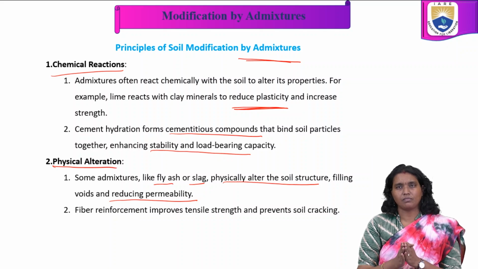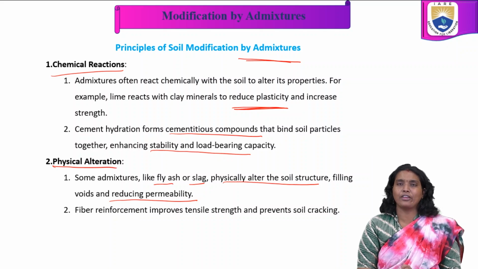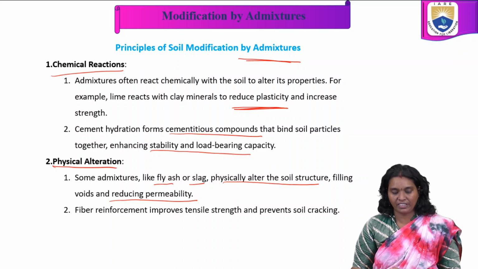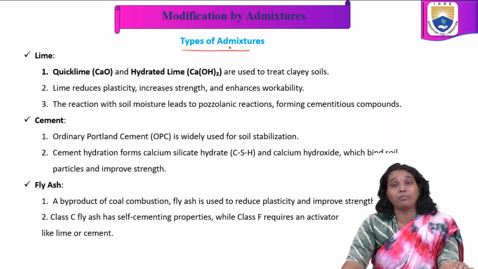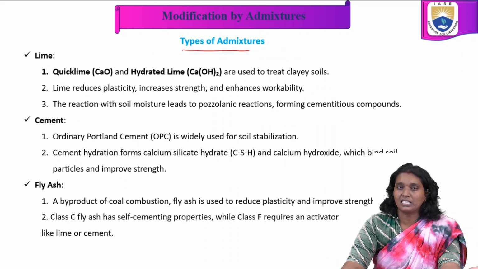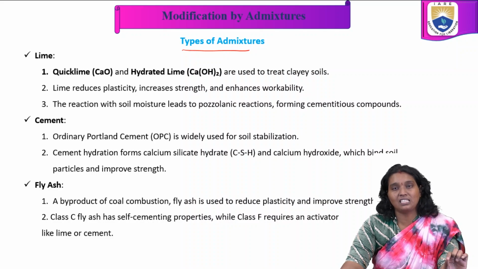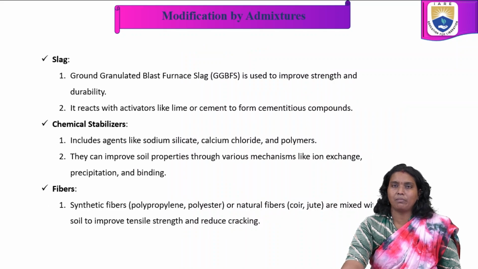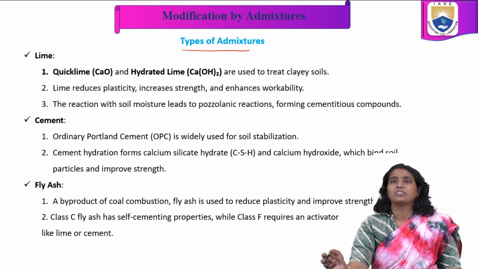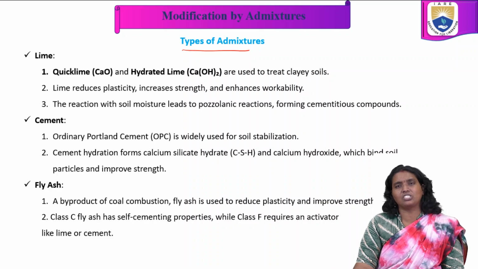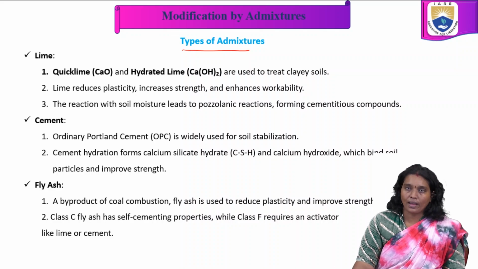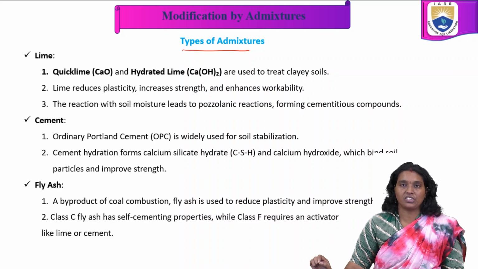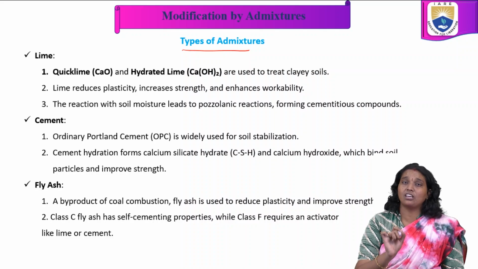Based on these principles, we are going to modify the soil by using the various admixtures. The one is chemical reactions and the next one is physical alteration. Coming to the types of admixtures, the first one we already understood in the previous slide, that is lime. The next ones are cement, fly ash, slag, chemical stabilizers and fibers. These are some of the various types of admixtures available for altering the soil property, for getting the desired result of the construction work. In that, various elements are involved.